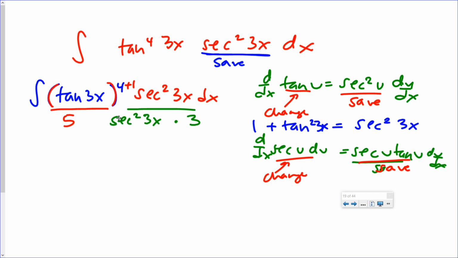Let's make sure we walk backwards correctly. First, you add 1 to the exponent, then you divide by the new exponent. Then you divide by the derivative of your u. Then you have to check, notwithstanding your u's, do your x's cancel out? Did they cancel out? Yes, so my answer is 1 over 15 tangent 3x raised to the 5th power plus C. Can you guys do that on your own?